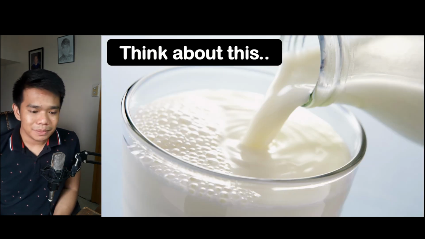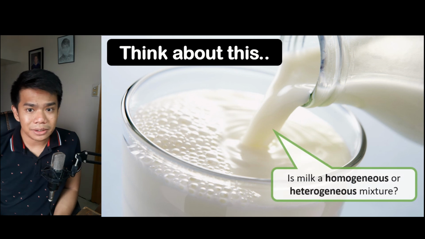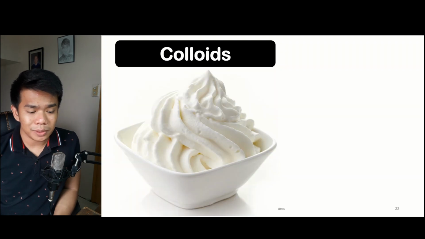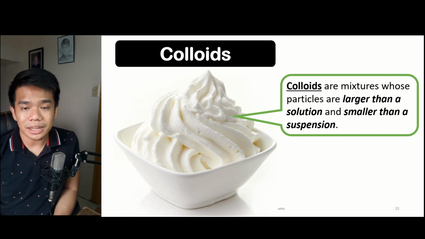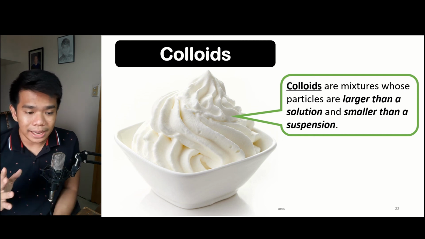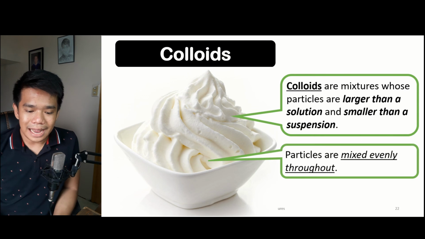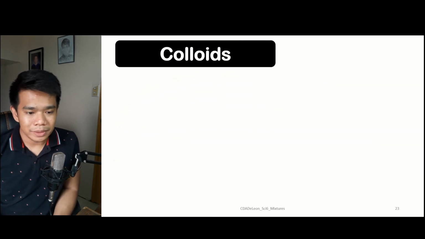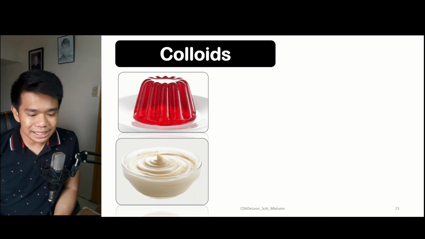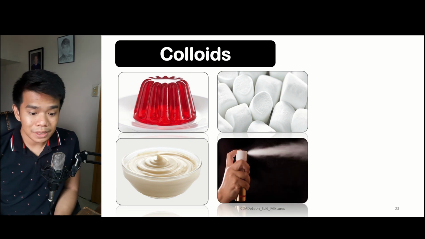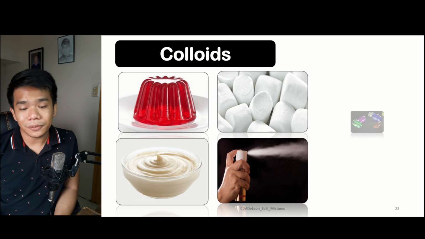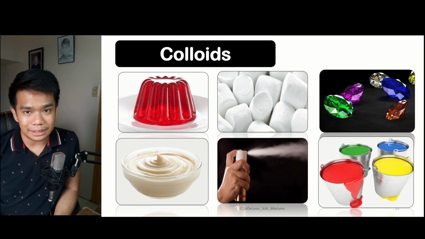But think about this one. Is milk considered a homogeneous or a heterogeneous mixture? Milk is a special type of mixture which we call a colloid. Colloids are mixtures whose particles are larger than those of a solution but smaller than those of a suspension. So it is in between homogeneous and heterogeneous mixtures. And lastly, the particles are mixed evenly all throughout. Some examples of colloids include gelatin, mayonnaise, marshmallows, the aerosol perfume cans that we use, and even gems and paint.